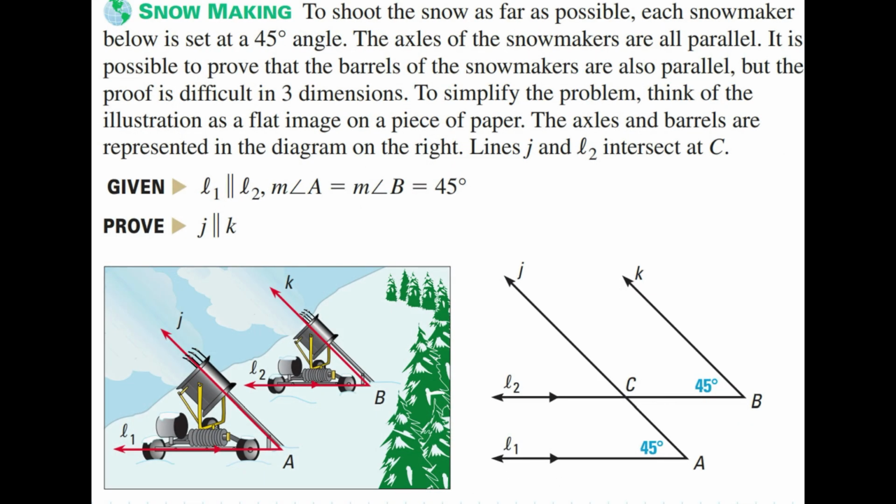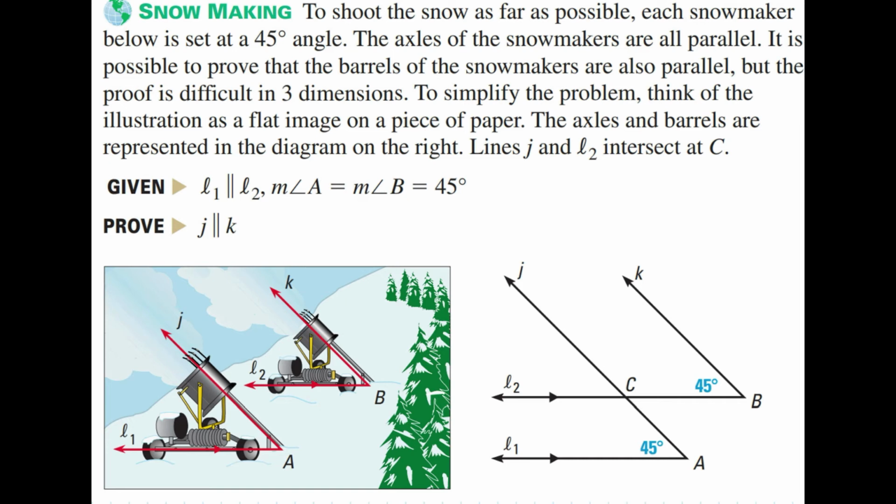So let's look at an example now involving snowmaking and parallel lines. The problem states as follows. To shoot the snow as far as possible, each snowmaker below is set at a 45-degree angle. The axles of the snowmakers are parallel. It is possible to prove that the barrels of the snowmakers are also parallel, but the proof is difficult in 3 dimensions. To simplify the problem, think of the illustration as a flat image on a piece of paper. The axles and barrels are represented in the diagram on the right.